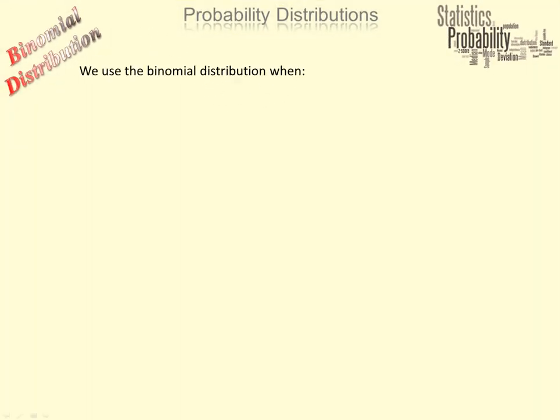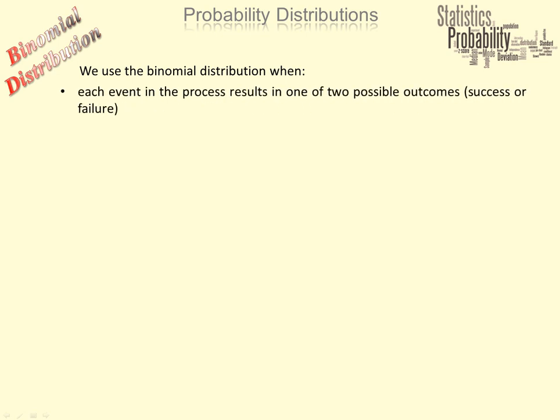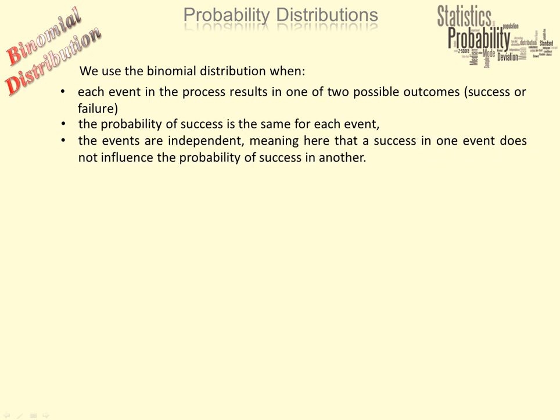So when do we use binomial? First of all, if there are 2 possible outcomes, success or failure, head or not head. The probability of success is the same in each event, or in other words, the events are independent, meaning that success in one event does not influence the probability of success in another. If you spin a coin, that does not affect what happens in the next spin.